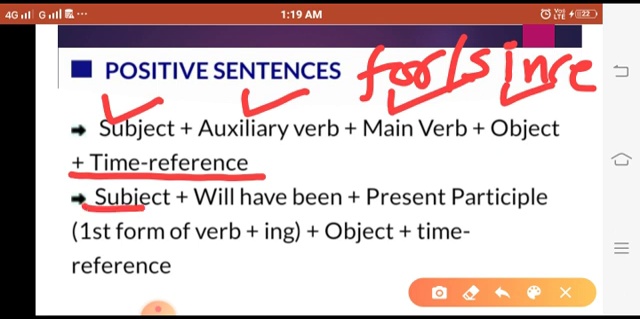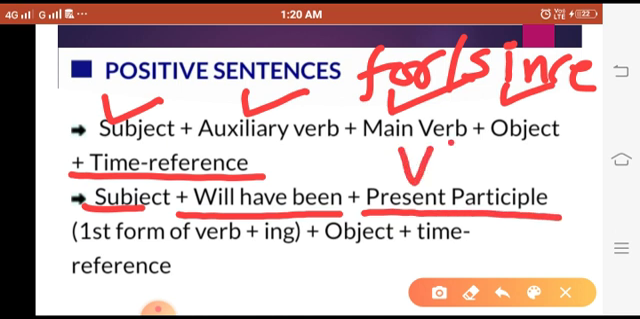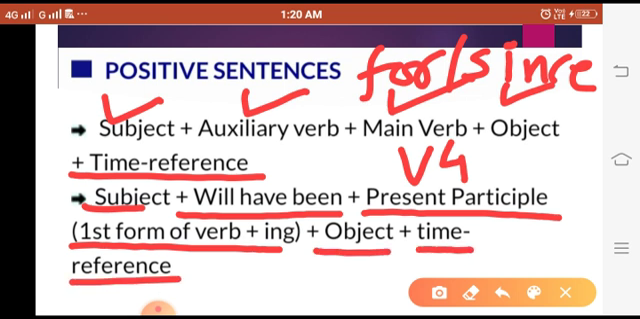So subject, then the auxiliary verb that is used while forming positive sentences in future perfect continuous tense is will have been. Then the present participle form, which is the fourth form of the verb, that includes the first form of the verb plus ing. For example, eat plus ing, eating, go plus ing, going, come plus ing, coming. Then we write the object with time reference. Now let's see its examples also.